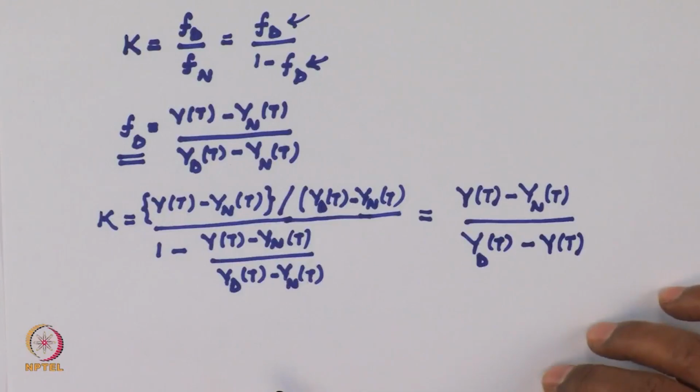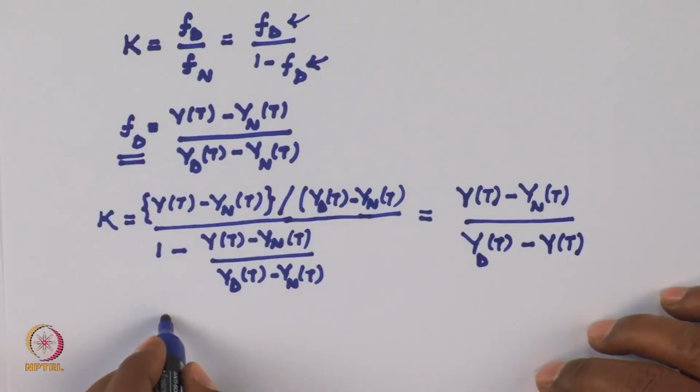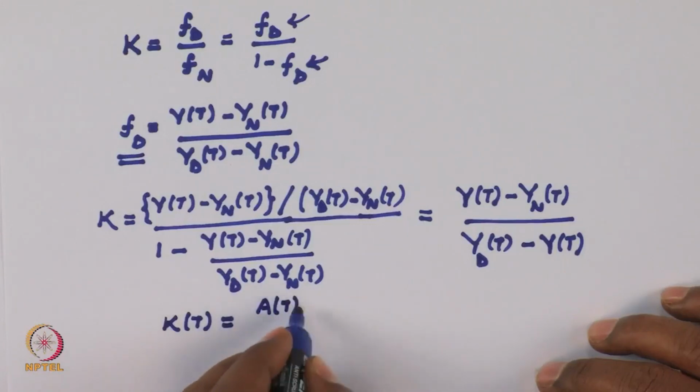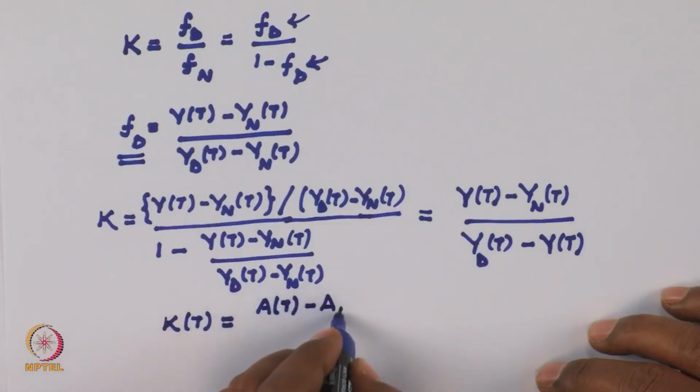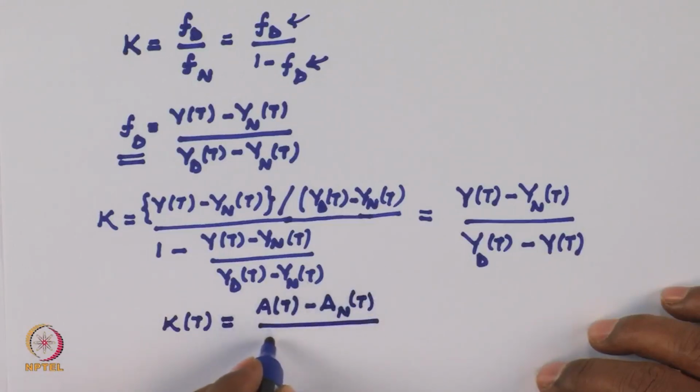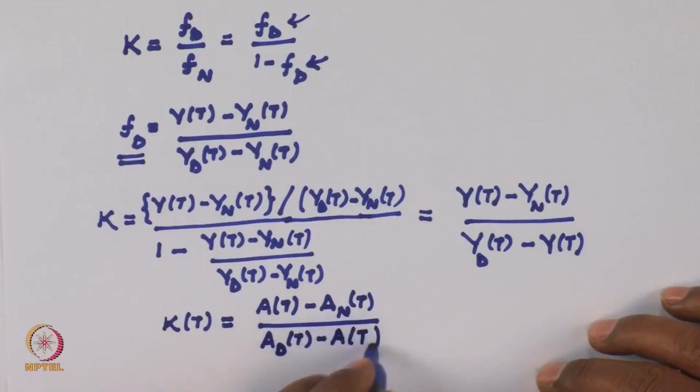And if I express this in terms of absorbance, then K at any temperature will be equal to absorbance at temperature T minus absorbance for the native form at temperature T, divided by absorbance for the denatured form at temperature T minus absorbance at any temperature T.